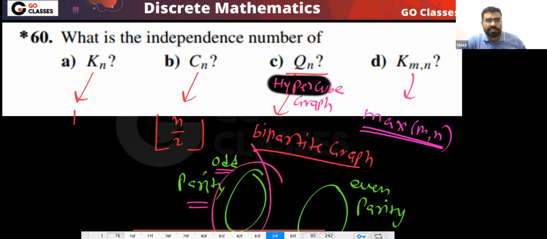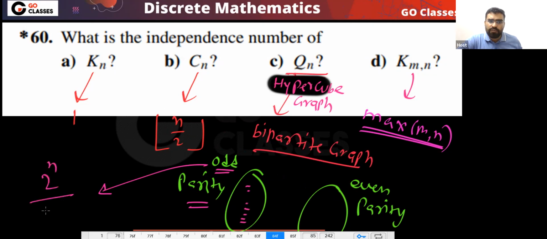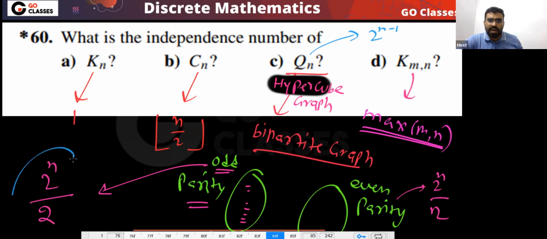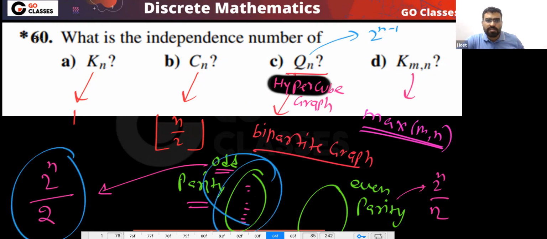Tell me, what is the cardinality of this? How many do we have here? Odd parity, half of them. Here also, how many do we have? Half of them. So what is the independence number of Qn? That will be 2 power n minus 1, because half. This will be the independent set. Yes or no?